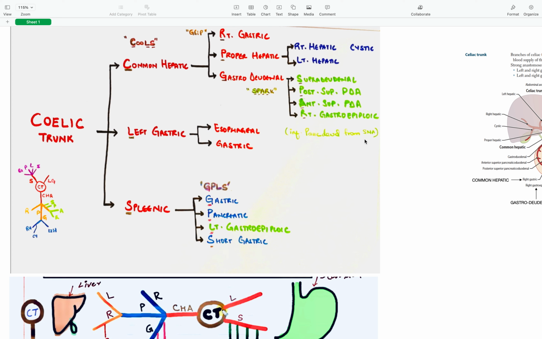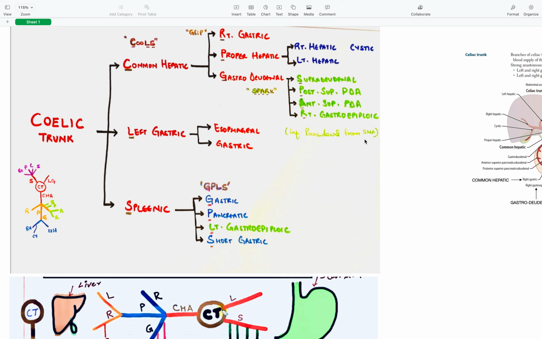Okay. Moving on to the left gastric artery, the left gastric artery is divided into esophageal and gastric artery. Okay. The splenic artery is divided into four branches. The branches can be remembered by the mnemonic GPLS. G here stands for gastric, P is pancreatic, L is left gastroepiploic, and S is short gastric.